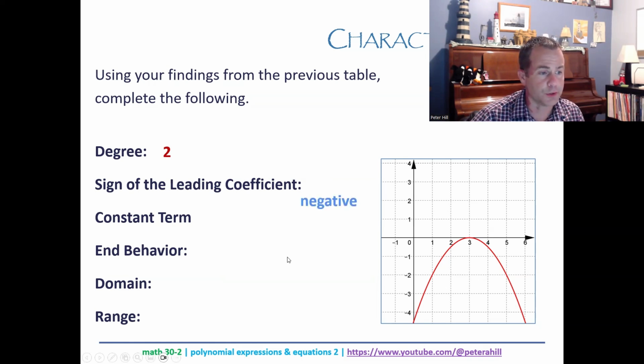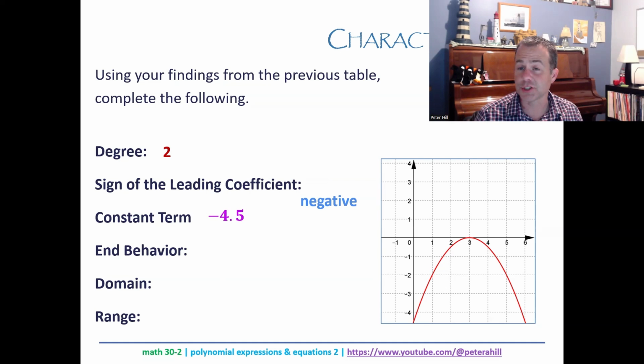The constant term is actually going to be right around here, right? It's going to be where I hit the y-intercept, or the y-axis. And so it looks like it's not going to hit -5 there. It looks like it's about halfway. So we're going to say the constant term is going to be -4.5.